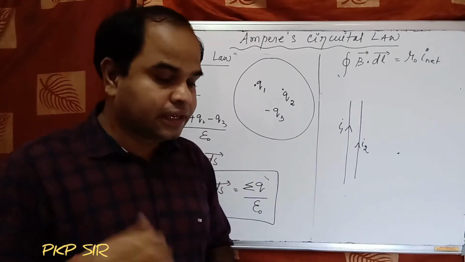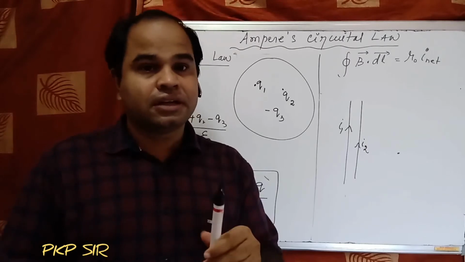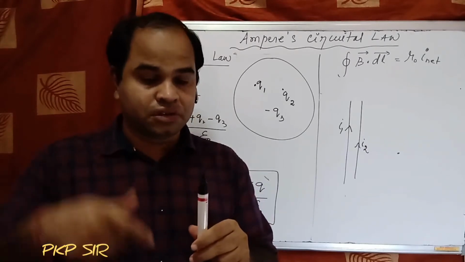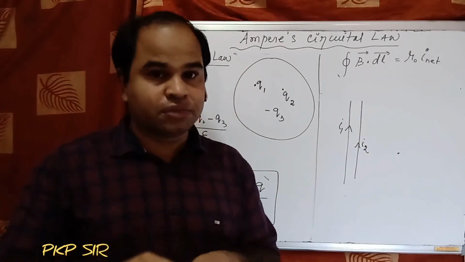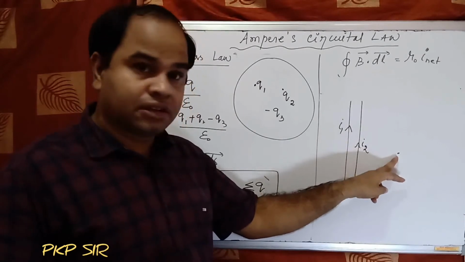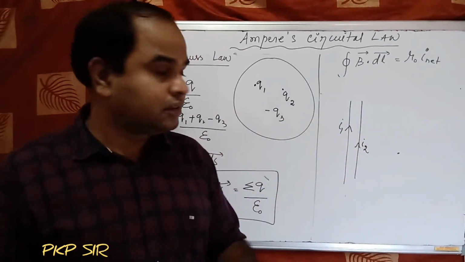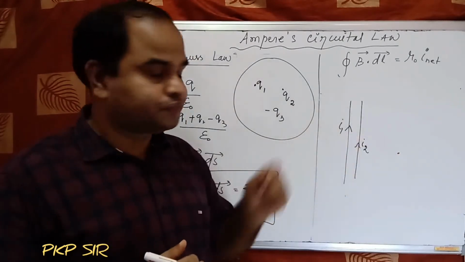We should know that a straight current carrying conductor produces a magnetic field that is circular in nature, either clockwise or anti-clockwise. So the net magnetic field due to the two straight current carrying conductors at this point will be circular in nature.